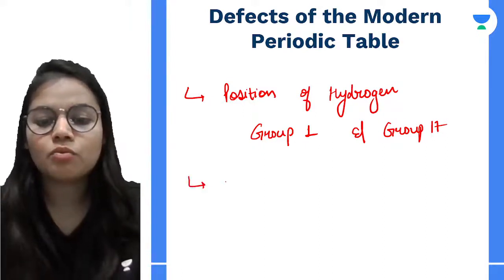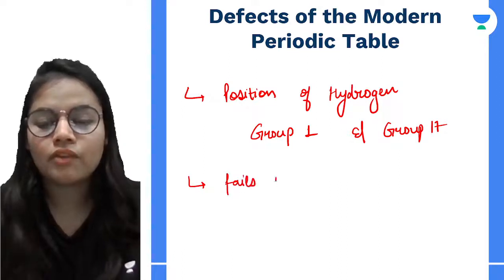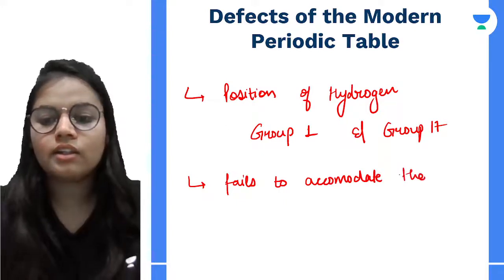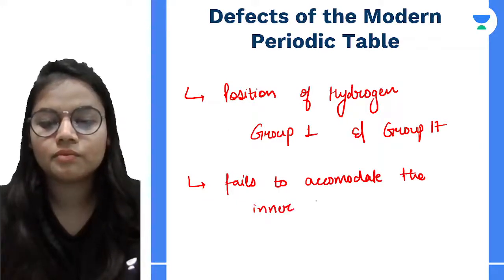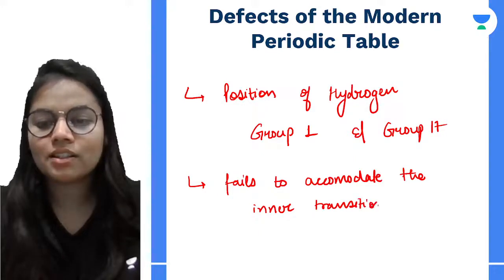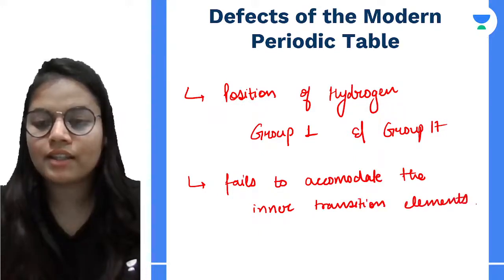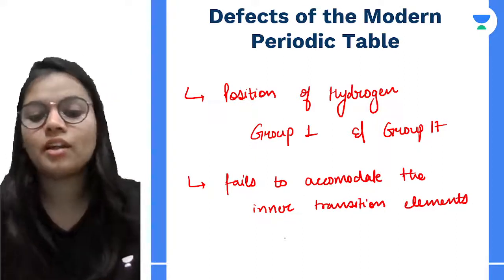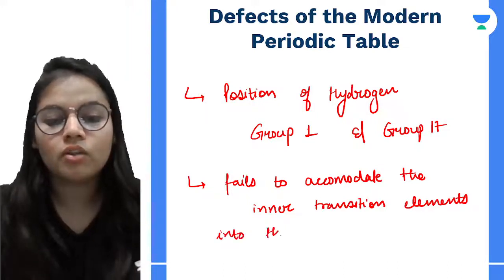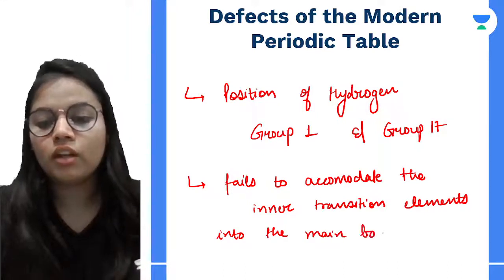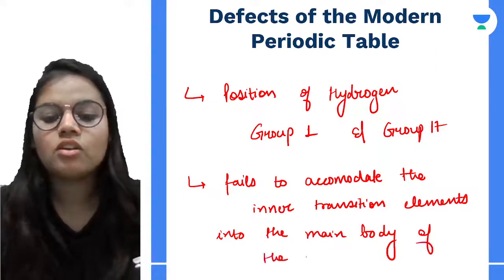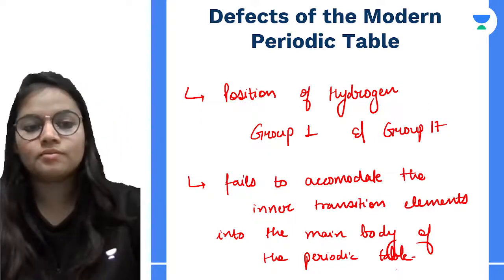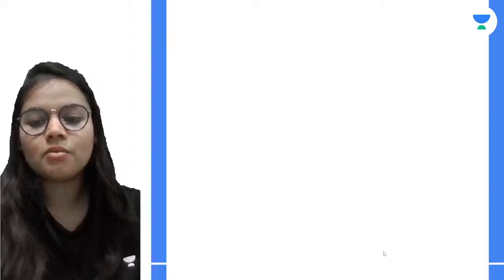The next problem is that it fails to accommodate the inner transition elements. What are inner transition elements? The lanthanoids and actinides. The modern periodic table is not able to accommodate the inner transition elements into the main body of the periodic table. So these are some of the defects of our modern periodic table. All right, hope that it is very much clear to you.